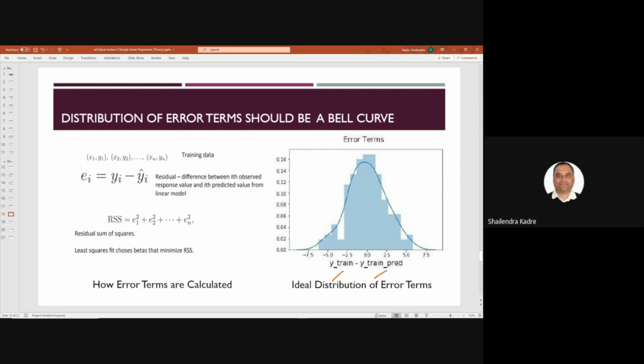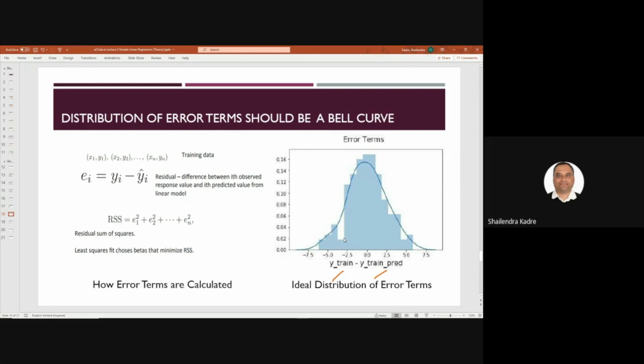So this should be nicely distributed. If I plot a histogram of the error, it should be nicely distributed. It should be a bell curve. This is one very vital condition for your linear regression model to be valid. Okay, it is a very vital condition for your linear regression model to be valid. I'll explain why. And this is one condition.